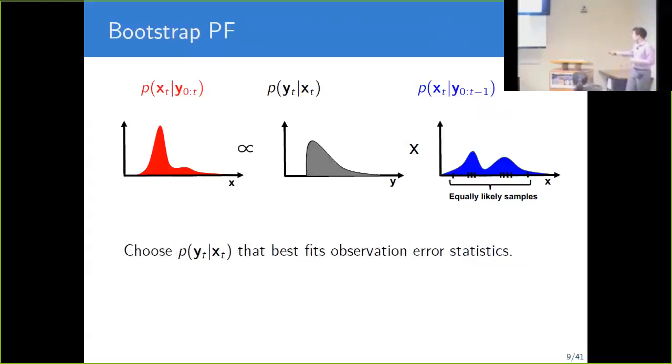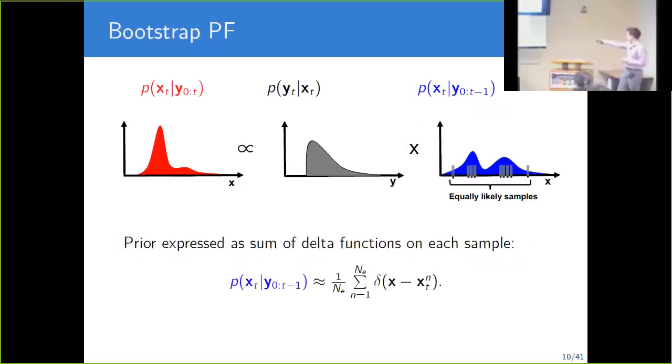The second part is we're going to choose a likelihood that's going to reflect the observation errors that we have. For example, in this case, if we know that our observation errors have a log normal form, then we can use a log normal likelihood, which I'm just showing right here. This gray area shows the actual likelihood we're going to use for this calculation. And for the prior, we're going to represent this prior density as just an equally weighted sum of delta functions, one on each of these particles. I just have a weight of 1 over n for each of these samples right here. And this gray area is representing the prior density that we're going to be working with.